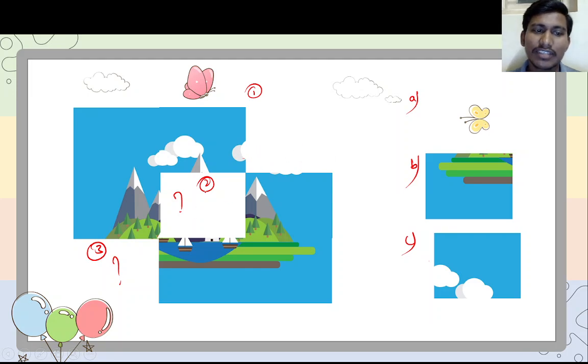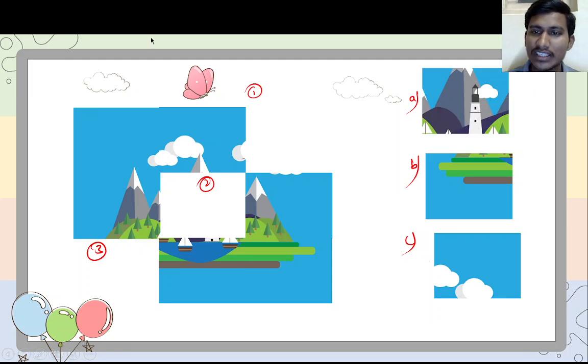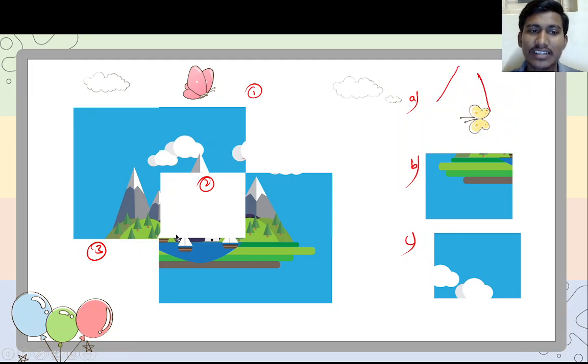And A, where will A go? Tell me, where will A go, in the first, second, or third? If you see, A has a mountain. In which place will it go? It will go in the second place. A will go in the second place.